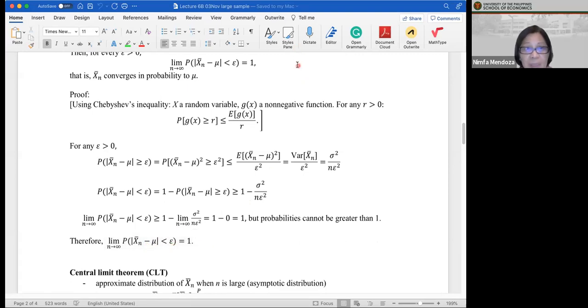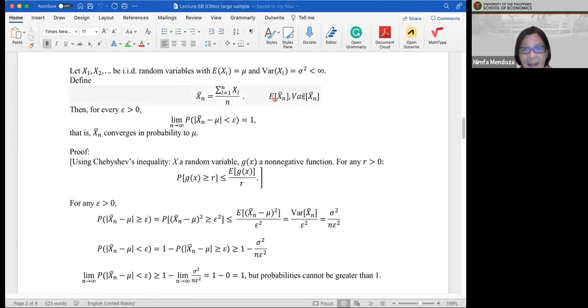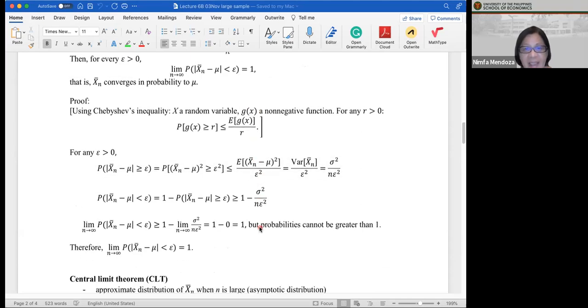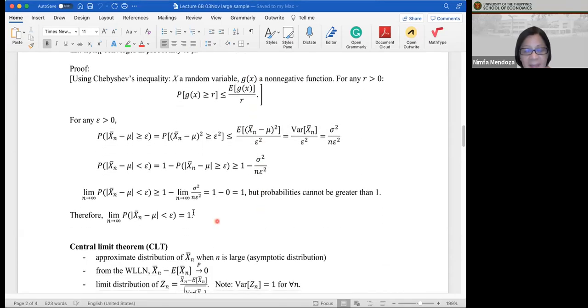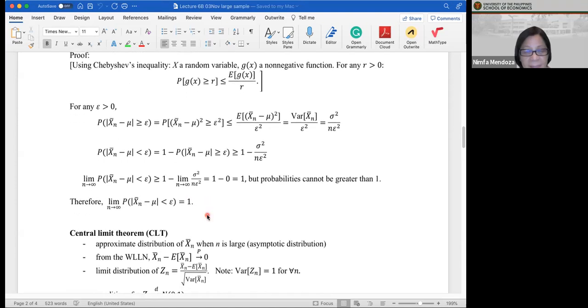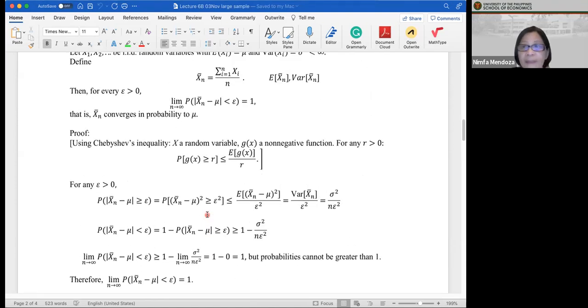So just go through the proof again. It's an exercise in the use of the Chebyshev inequality, getting the mean and variance. Any questions there?